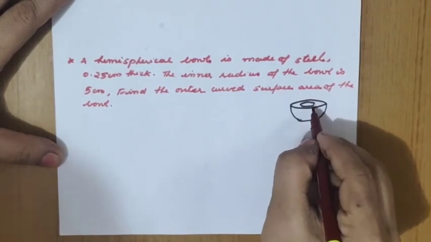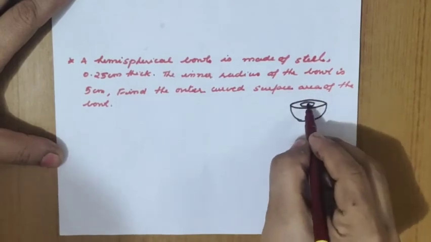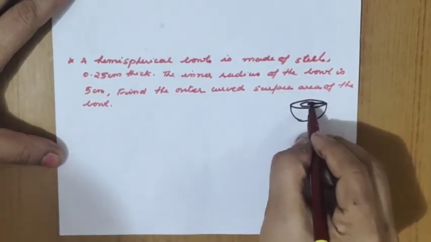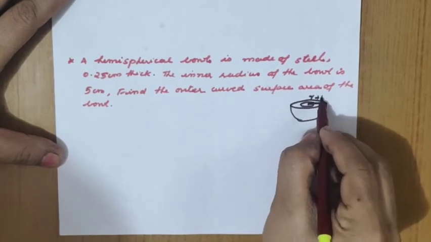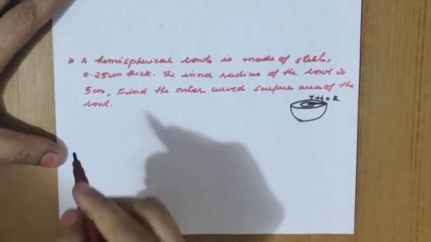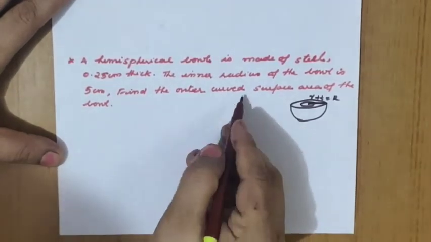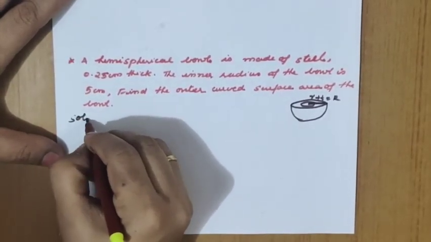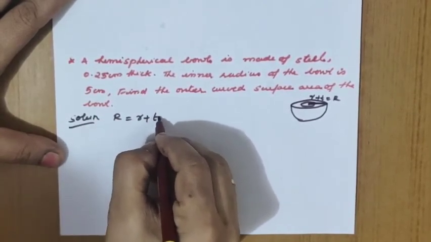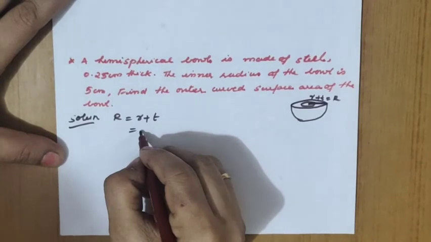See here, only the outer curved surface area is asked. So this much radius we require. That means the small r plus the thickness is the capital R. So we should write capital R for the outer curved surface area. So we should know the capital R only. R equals r plus t, that means thickness. What is the small r?